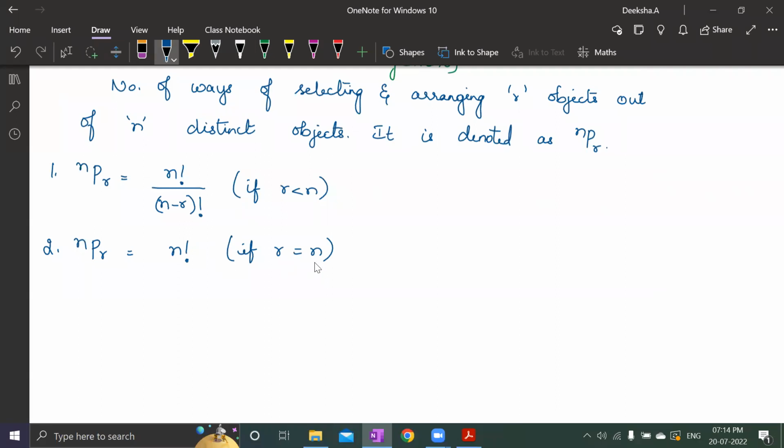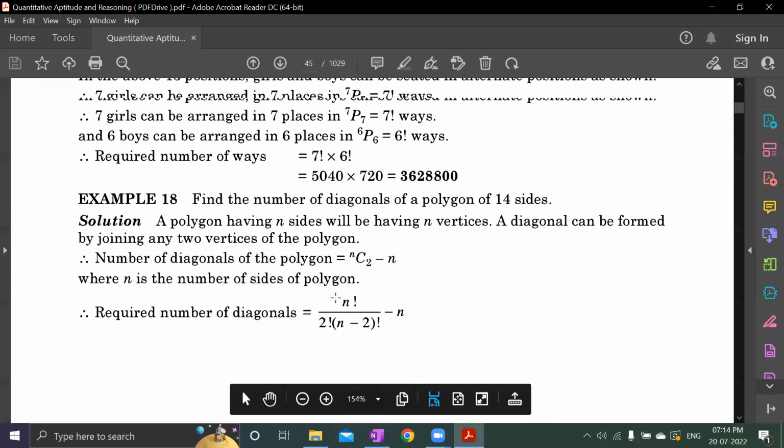When to use this one? If r is equal to n. If you have to select all the objects for arrangement, usually we are going to use this formula, whenever we have rearranging letters of a given word. Now all the letters have to be rearranged, right? So r is not a different number. How many letters are there? All those letters you are taking for arrangement. So that is called r is equal to n. We are going to use just n factorial as the number of arrangements you can make. If r is less than n, we will use n factorial by n minus r factorial formula. Okay, so we will solve some questions.